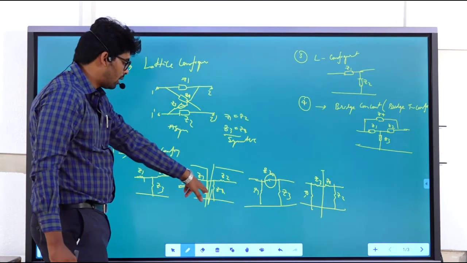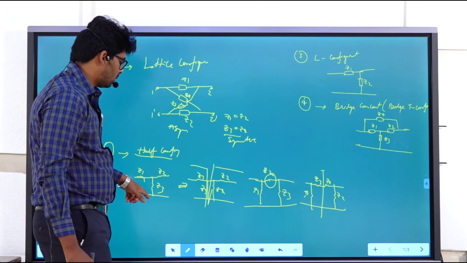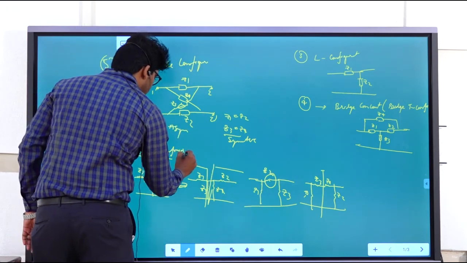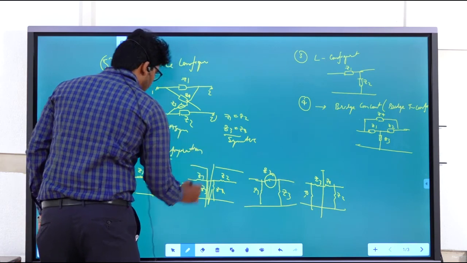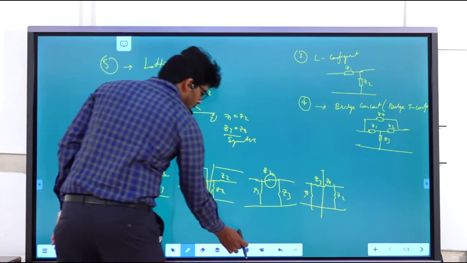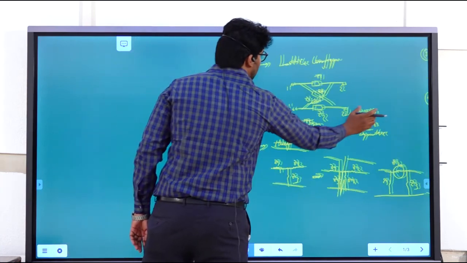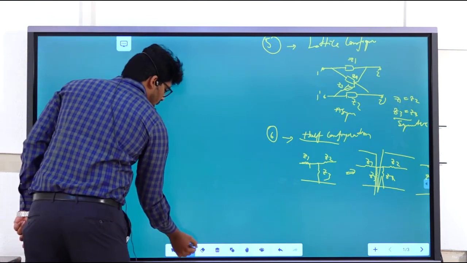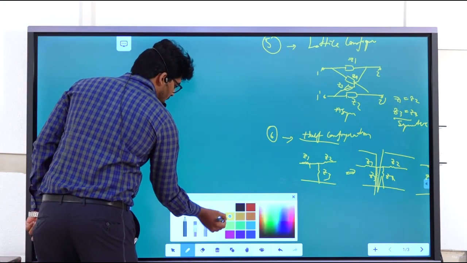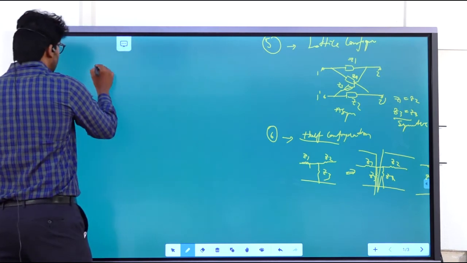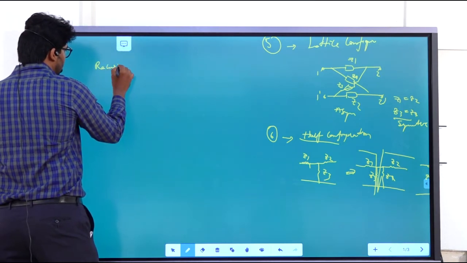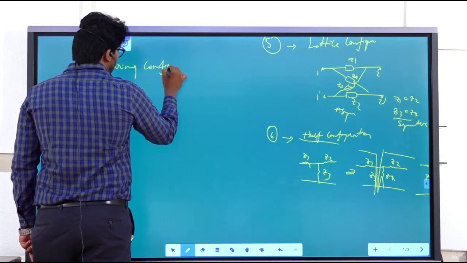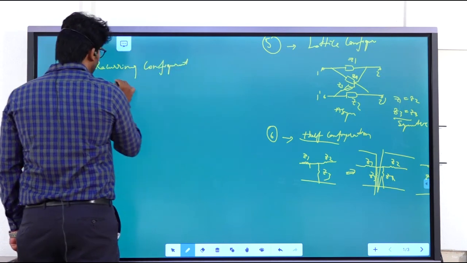So a combination of two L configurations gives a pi circuit or a T circuit. This is a half configuration circuit. Okay, and we'll have another configuration, that is the seventh configuration, or we'll say a network pattern that is recurring. Recurring means a repeating configuration, so we'll call it recurring or repeating.